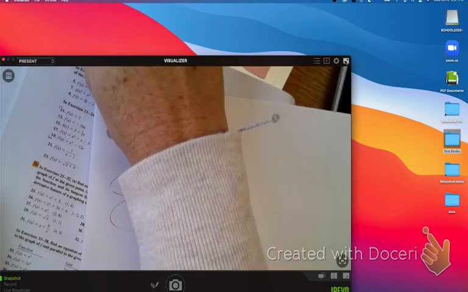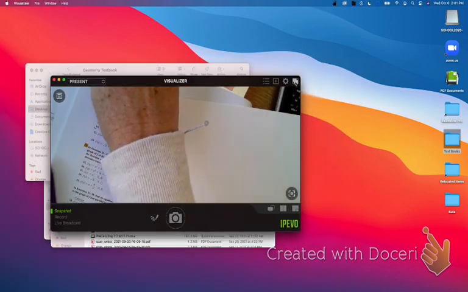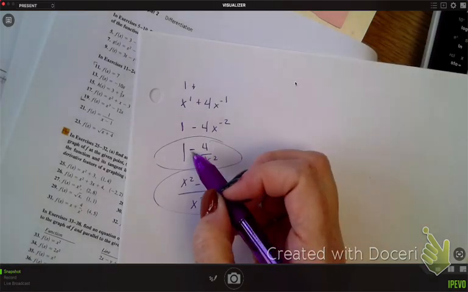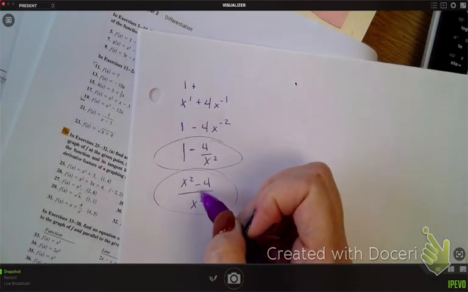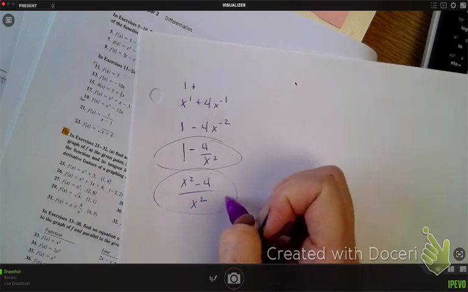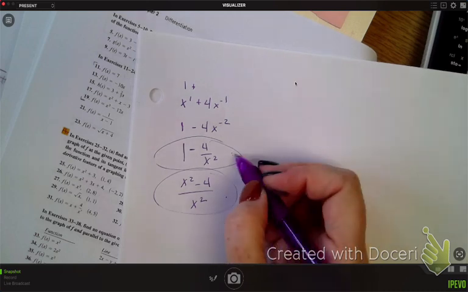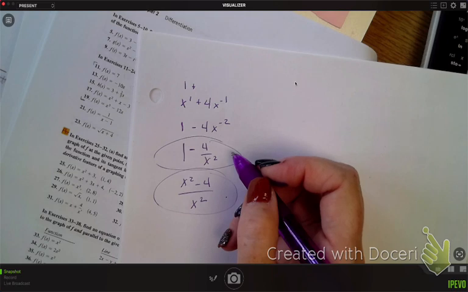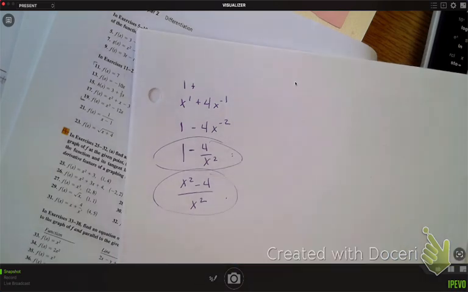Okay, so you could have it written either of these two circled ways. You could have 1 minus 4 over x squared or x squared minus 4 over x squared. Which way do you have it? The first one or second one? The first way? Okay, so either way. That one was more of a challenge because it had the fraction with it.